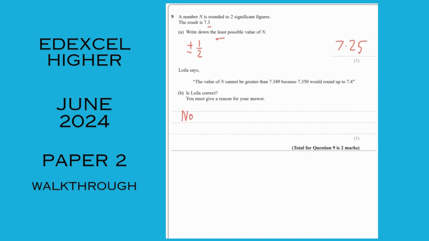And part B, Layla says that, which is nonsense. And there's lots of different reasons why. One reason could be to explain that 7.3491 is bigger, or even go a stage further, it could be a recurring on the end. So you could say there's lots of numbers between those values. I've given a couple of examples, but there you go.